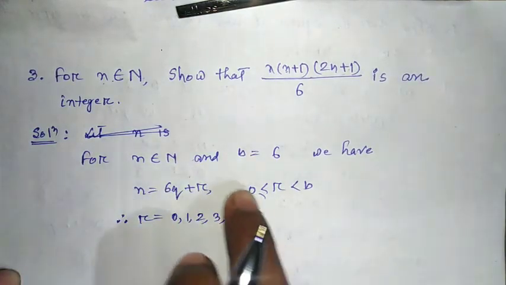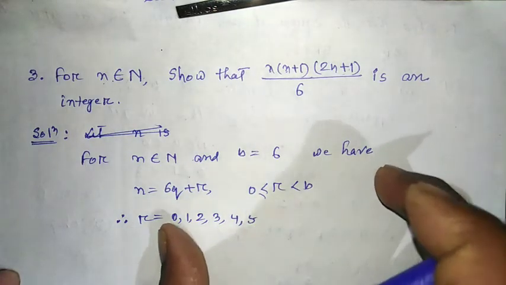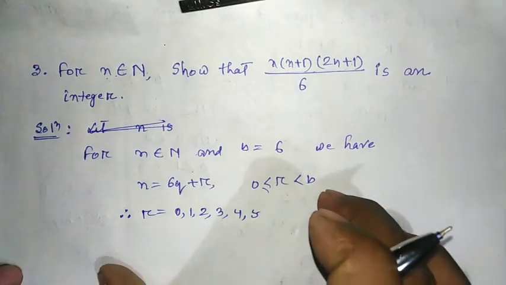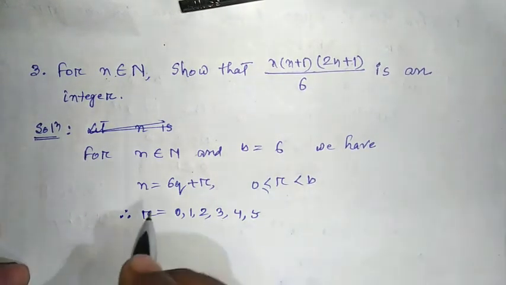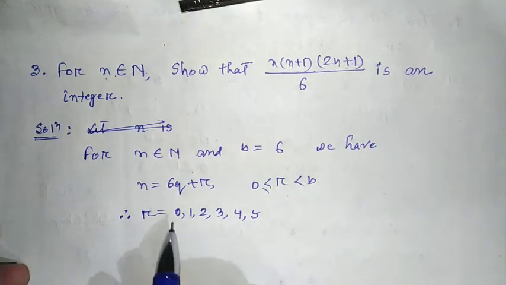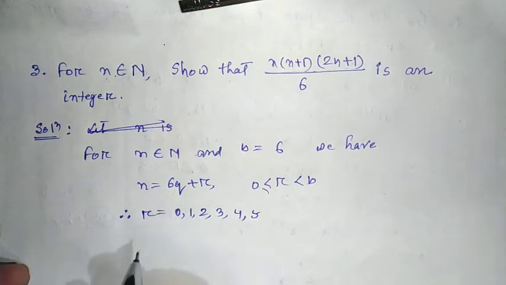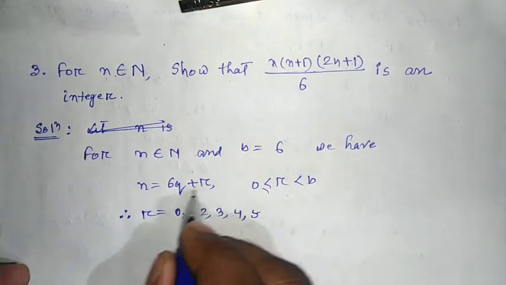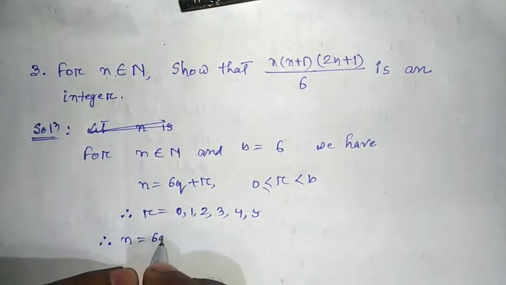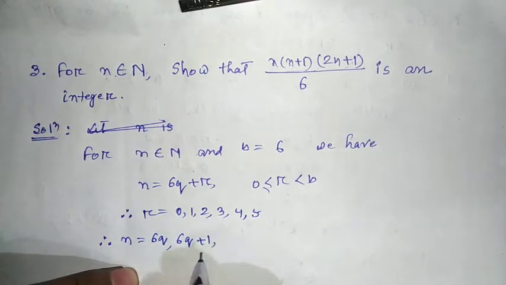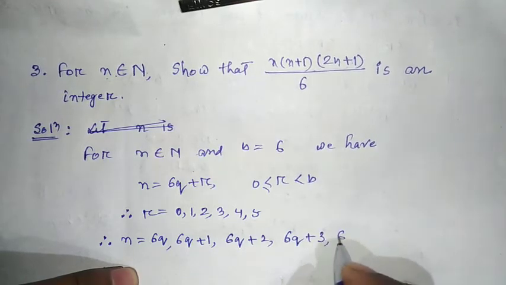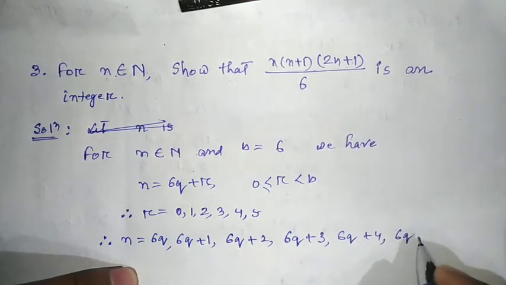I am not discussing this elaborately because you got the same things in your general mathematics in chapter 1, so I am not going to explain it elaborately. So how we got r? You got it in your general mathematics class. Let's see. After putting r equal to 0, the value of n will be 6q. Therefore n is 6q, 6q plus 1, 6q plus 2, 6q plus 3, 6q plus 4 and 6q plus 5.